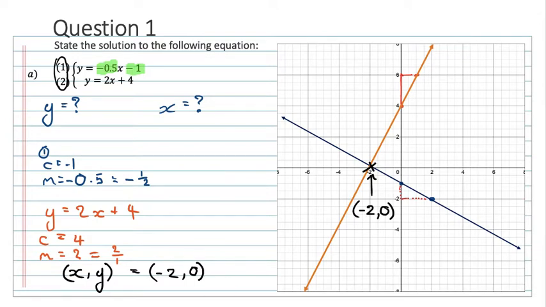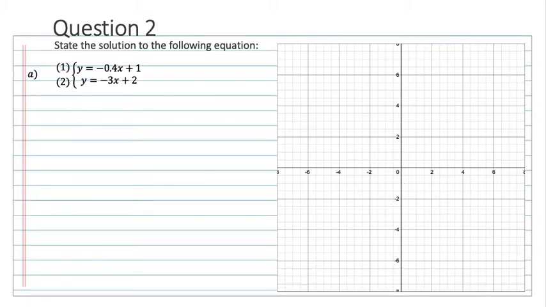Alright, so that's example 1. Let's go down to another example. So consider we've got equations y equals negative 0.4x plus 1 and y equals negative 3x plus 2. Using the gradient and the y-intercept once more, I'm going to graph the lines.